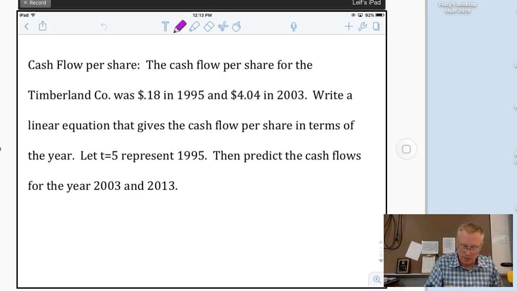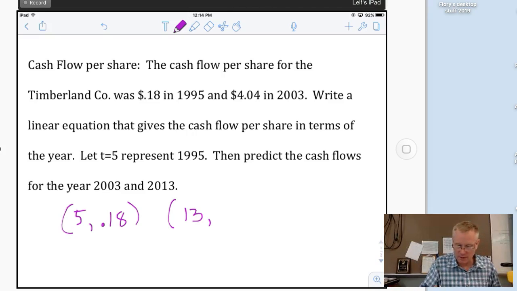Linear equation, which means if I was to take, this is the year 1995, so we're starting 1990. For each year after that, you add 1. So 5 is really 1995. 10 would be 2000. 2013 would be 23 years between 1990 and 2013. All right, so it's 5 and 0.18. The other point we have is the 2003, which is 13 years after 1990, and 4.04.